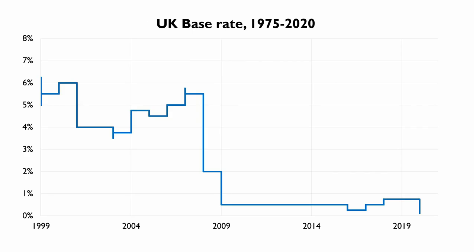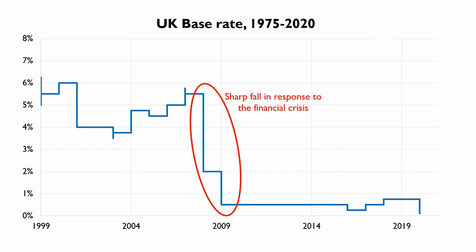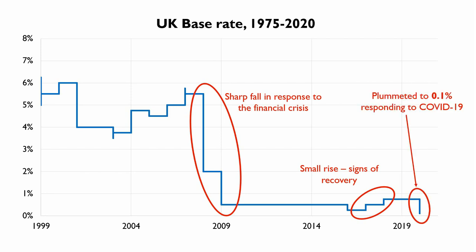Just for some context, here is the base rate of interest in the UK from 1999 up to the present day. And you can see that in the 90s and early 2000s, it was quite high, around 5%. It's actually been a lot higher than that historically. When the 2008 financial crisis hit, it plummeted from 5.5% down to 0.5%. There was a little bit of movement. It dropped to 0.25, then rose to 0.75, where it had been for the last few months. But then in response to the coronavirus crisis, it plummeted to 0.1%, the lowest the base rate of interest has ever been.